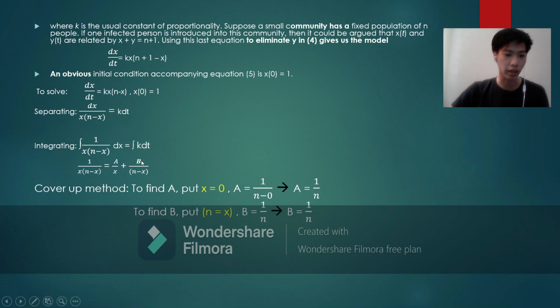So in this part, b over n minus x, we can cover this n minus x, so the remaining part is b over x. And to find b, put n equal to x, so we replace n with x. So b is equal to 1 over n, the same as in finding a.